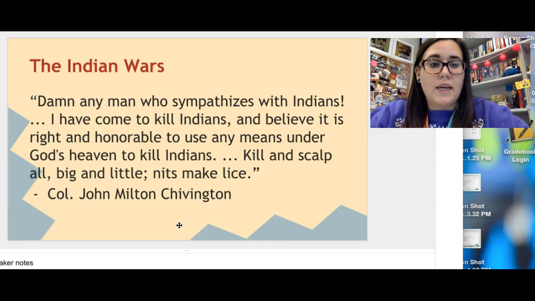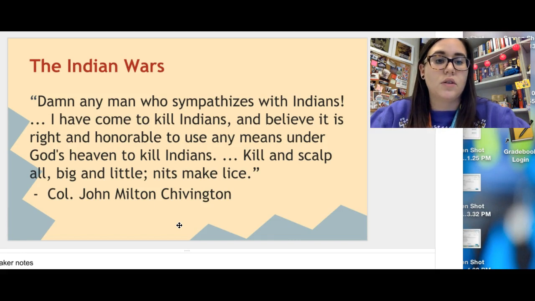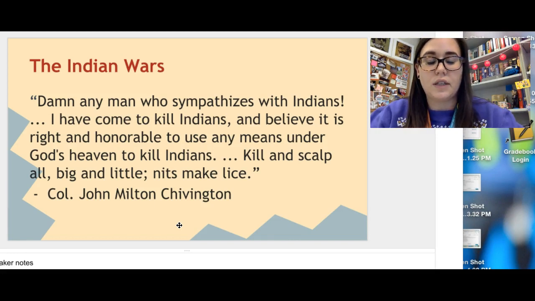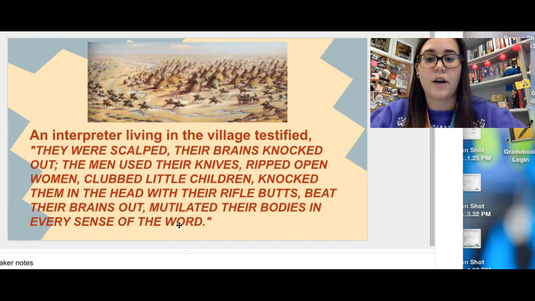The colonel who gave the commands at the Sand Creek Massacre, a man named John Milton Chivington, said, "Damn any man who sympathizes with Indians. I have come to kill Indians and believe it is right and honorable to use any means under God's heaven to kill Indians. Kill and scalp all, big and little. Nits make lice." So that shows you his attitude towards Native Americans, that he was happy to murder them, believed that it was his sacred duty. This colonel also proudly displayed his scalp collection taken from the people he murdered at the Sand Creek Massacre as a source of pride.